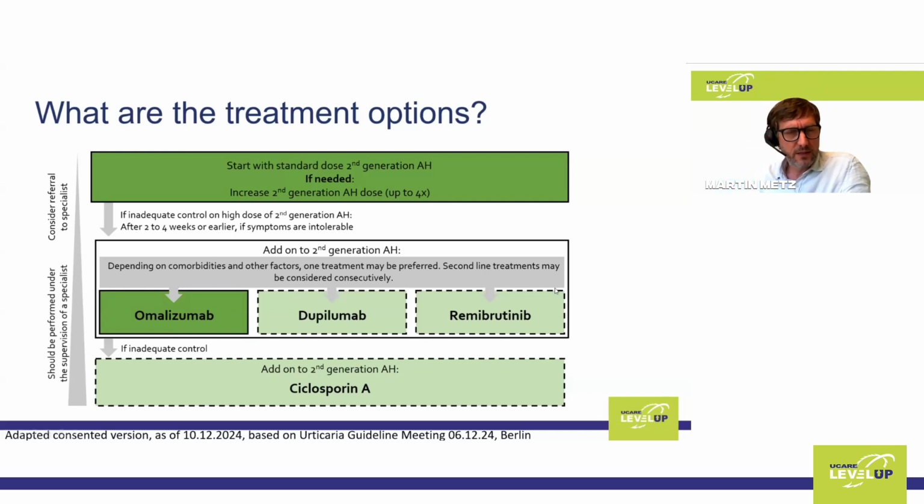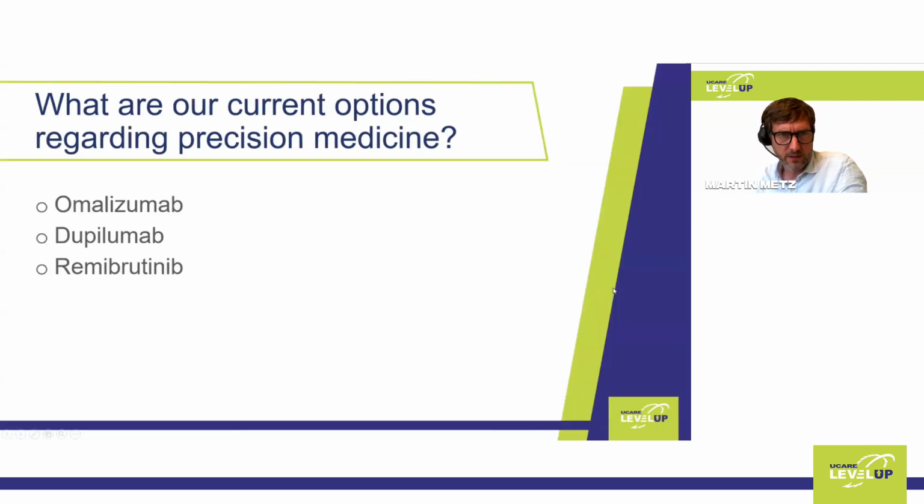So this should offer us possibly precision medicine. And let's try to look at the possibilities. What are our current options regarding precision medicine with the drugs that are or will be in the treatment algorithm of the guidelines? I left out antihistamines because this is not really precision medicine. It's downstream of mast cell activation. It's histamine, and it works or it doesn't work in any of our patients.